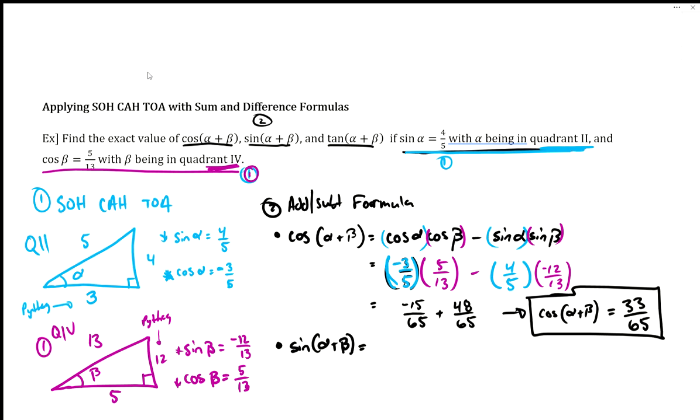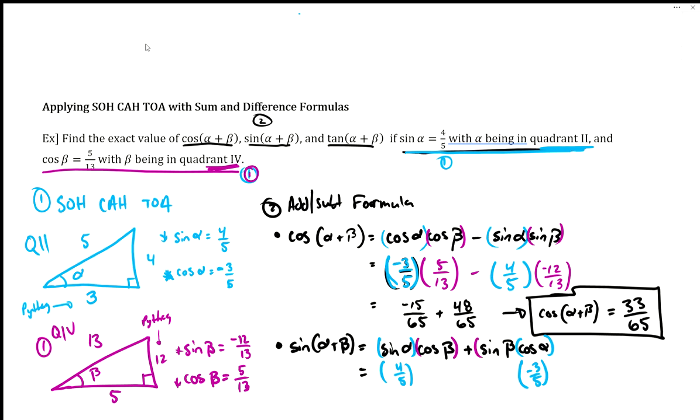Now let's set up the sine of alpha plus beta. Okay, so same deal, I just want to get the formula first. So we've got sine of alpha, cosine of beta, and then plus sine of beta, cosine of alpha. Okay, and then like the last problem, we'll just sub those in. So I'll keep it in blue. Sine of alpha, we're saying, is just 4/5. And then let's keep the alpha in blue. Cosine of alpha is negative 3/5.